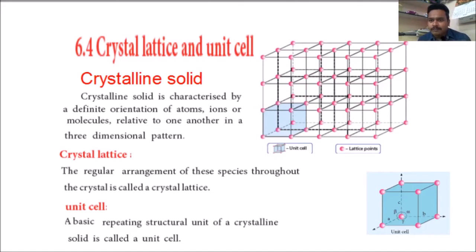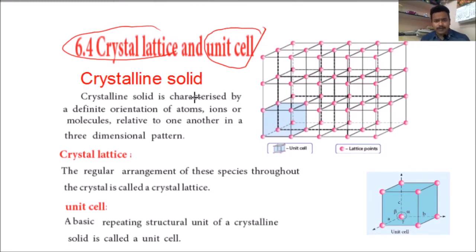We are learning solid state. In the last two videos, we discussed crystalline solids, amorphous solids, and their differences. After that, we discussed the types of crystalline solids and their examples. In this video, we are going to learn some terminology in solid state. What type of terminology? Mainly crystal lattice and unit cell.